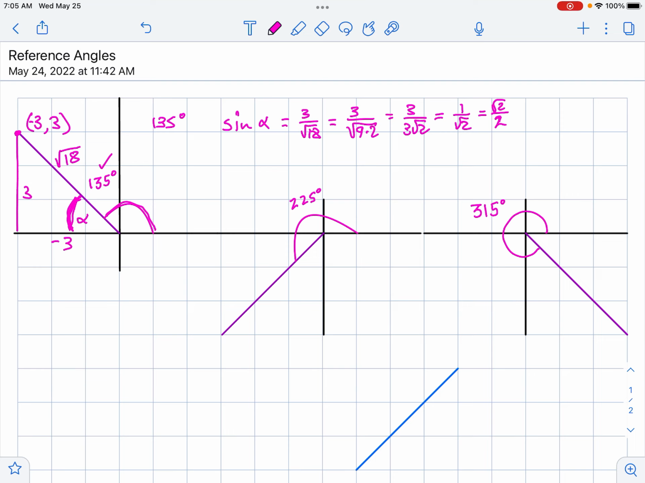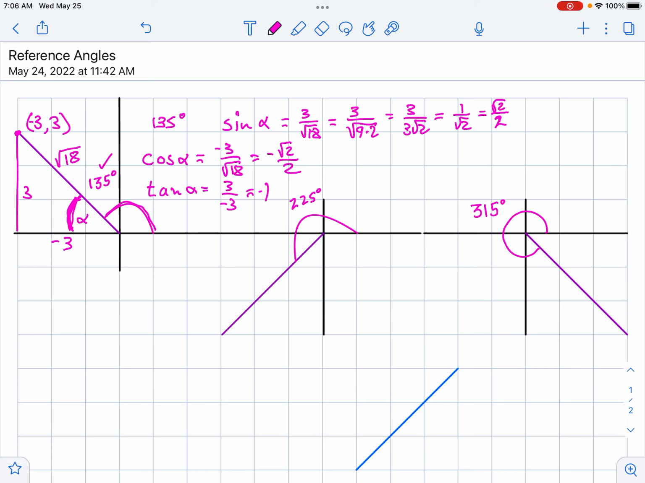Now we can also get the cosine. Cosine of alpha. But here we have to be careful because, well, let's just keep it the way it is. Notice we've got adjacent over hypotenuse. -3 over the square root of 18, and that would be negative square root of 2 over 2. See, I worked through it just like I did before. And then let's go ahead and get tangent. Tangent of alpha is 3 over -3, which is -1.